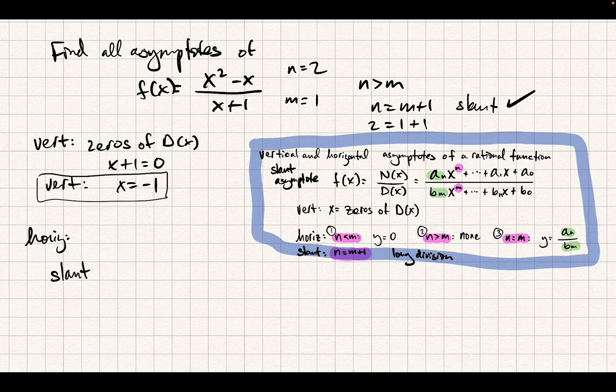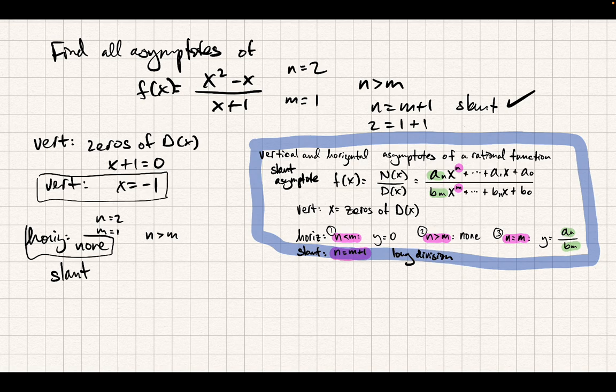How do I find the horizontal asymptotes? There is none. Why? You use your rules, and in this case n is greater than m. What is n? It's the exponent of the numerator, which is 2. What's m? m is 1, and 2 is greater than 1, so there's no horizontal asymptote.